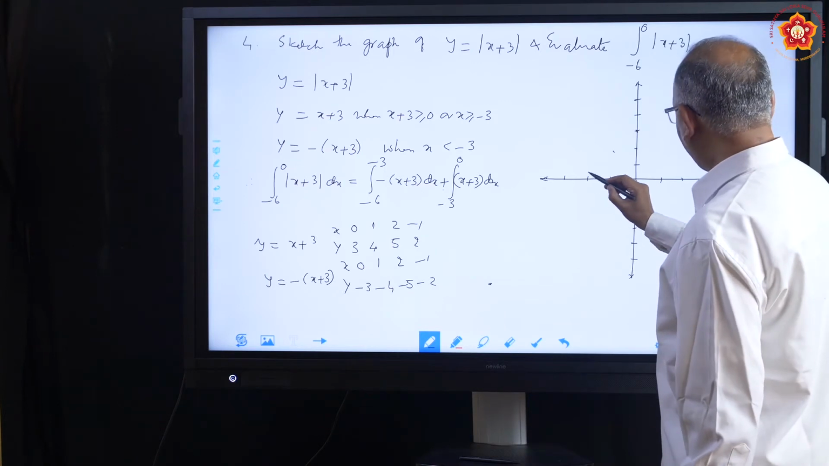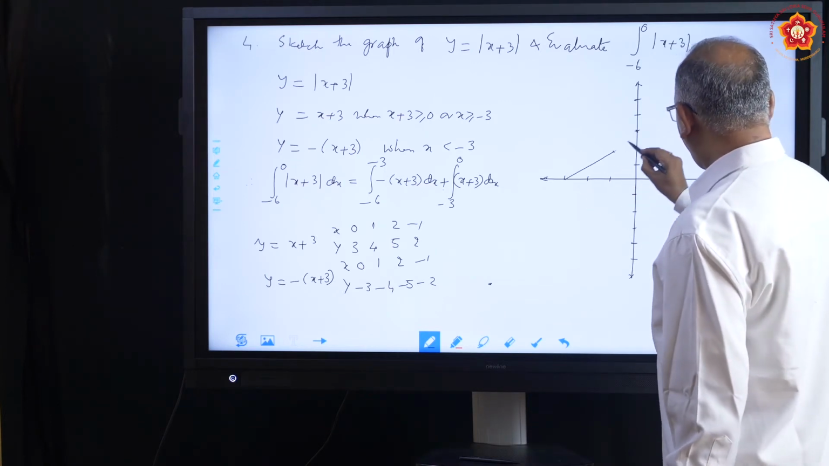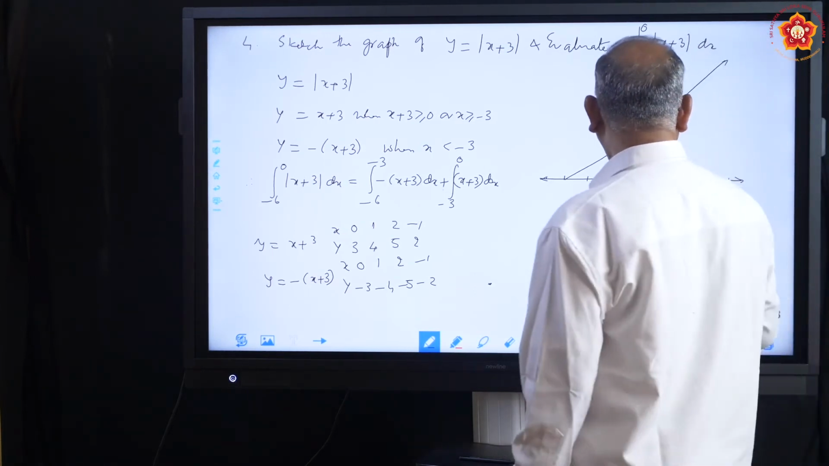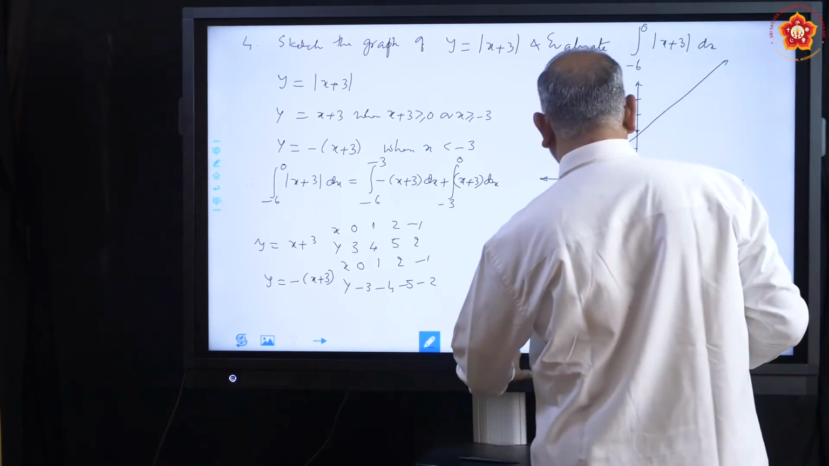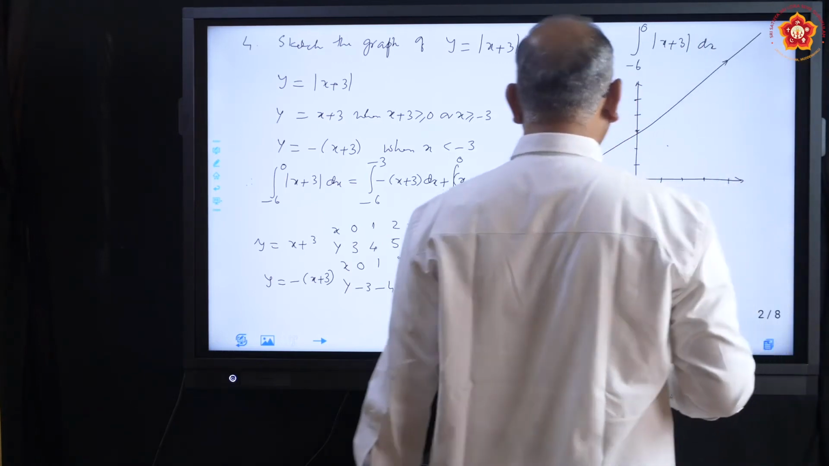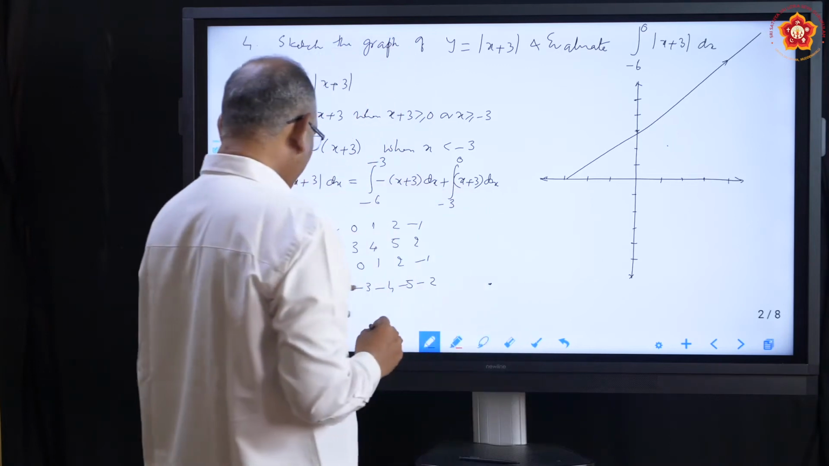So if you join these points, this is one straight line. It is not exactly looking like a straight line, but still, let us assume that it is going through that. So that is one line. Now come to the second line.